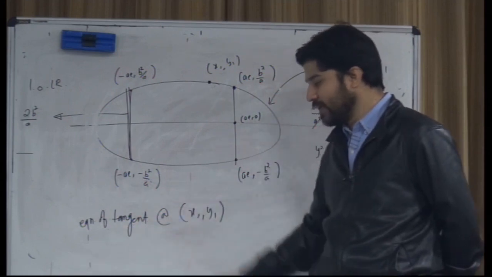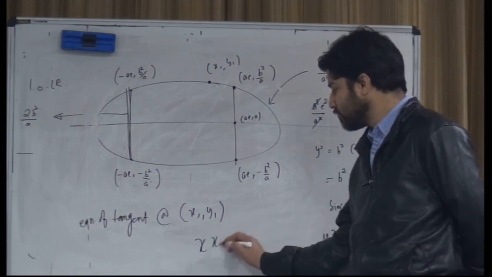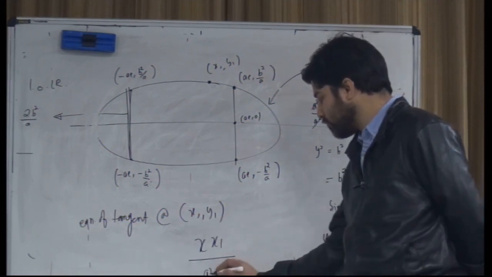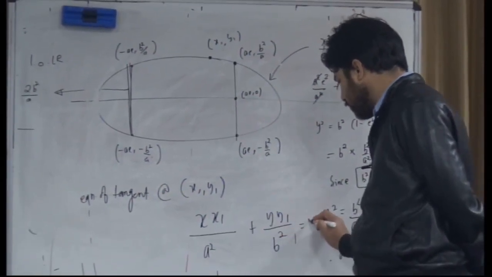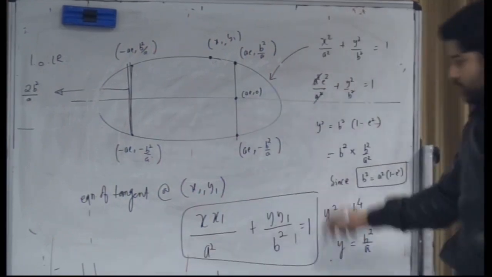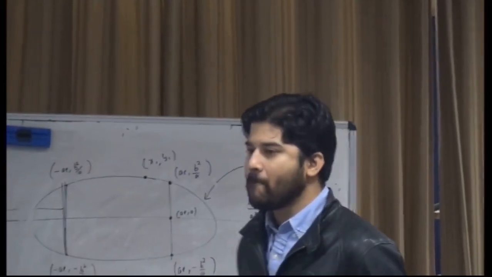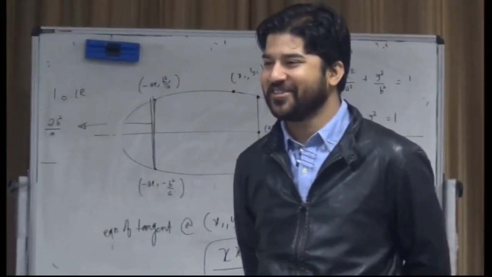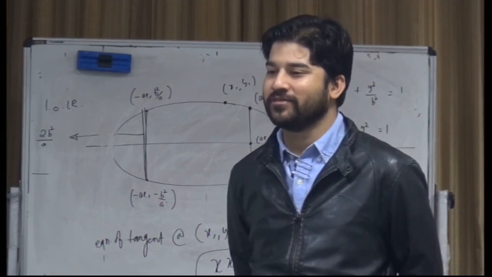So equation of tangent at x1 y1 is going to be upon. And how are you going to write the normal at x1 y1? Equation of normal at. It will become inverse. What will become inverse? What was the equation of normal? What was the definition of normal?